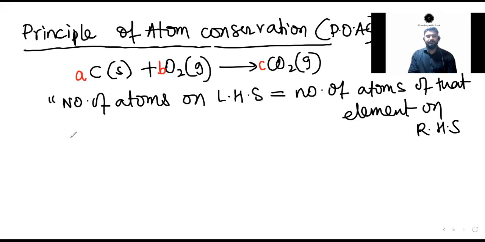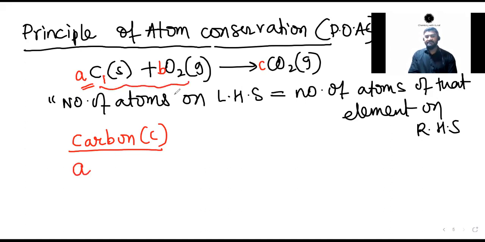Now, what is the carbon atom balance? Tell me, how many carbon atoms do we have on the left hand side? On the left hand side, we have 1 into A. Do we have any more carbons on the left hand side? Sadly, no. On the right hand side, how many carbon atoms do I have? C into 1, C. So carbon atoms on the left equal carbon atoms on the right, coming from CO2. So moles of carbon atom from the left hand side is equal to moles of carbon atom in CO2.